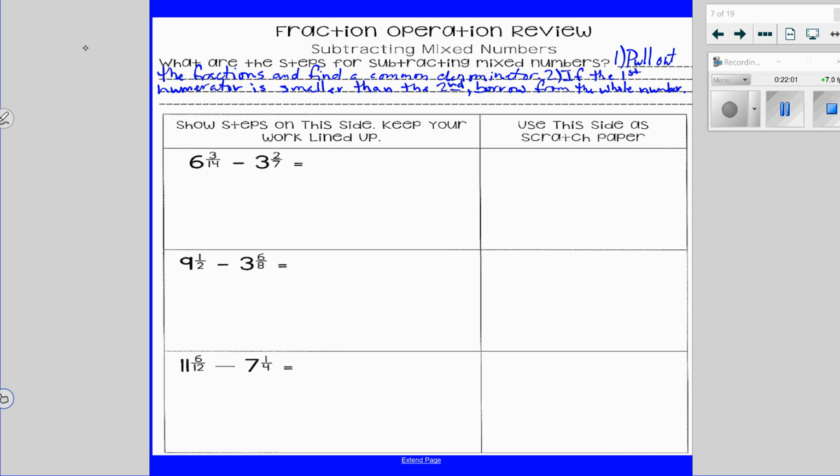Guys, what you've written at the top needs to be on your paper. Everybody okay with this? I'm borrowing one whole. I'm borrowing from the whole number, correct? But I'm now making it a fraction, aren't I?